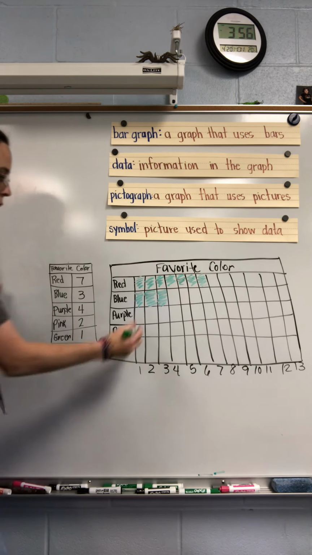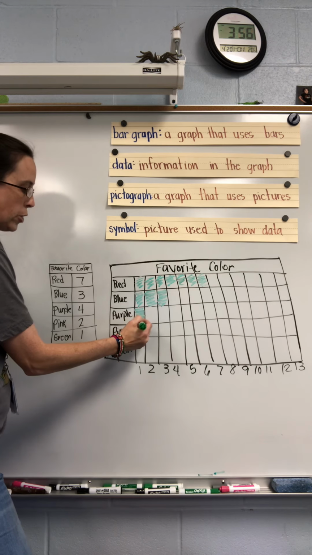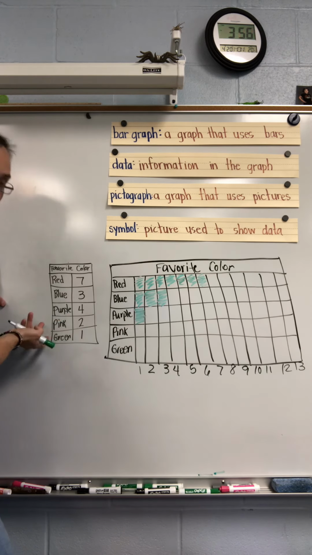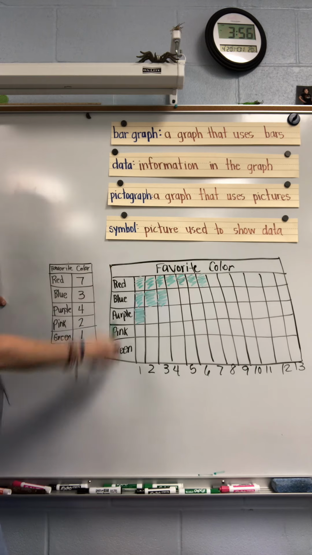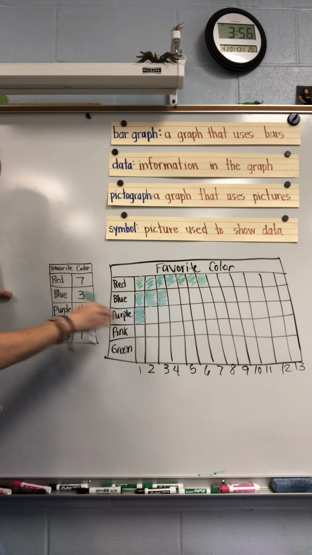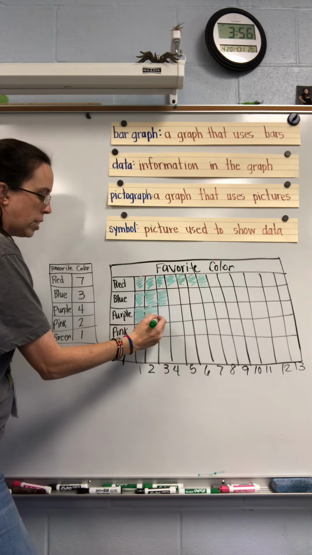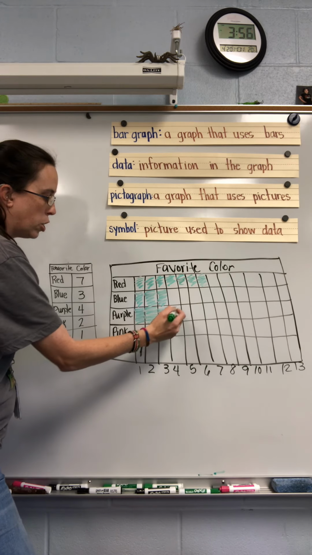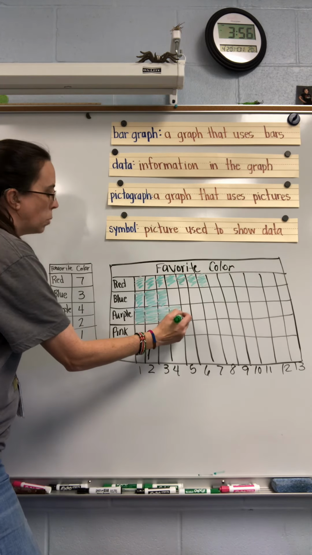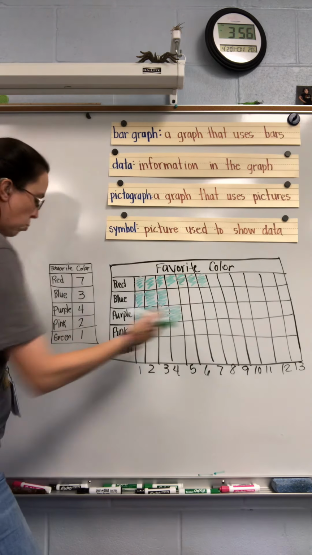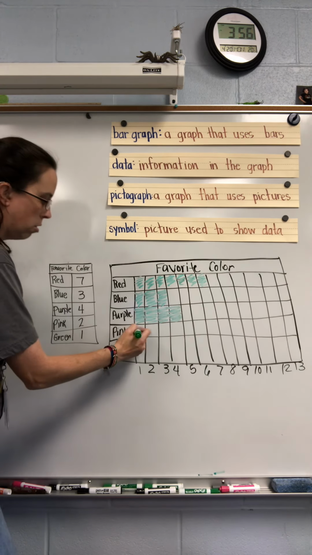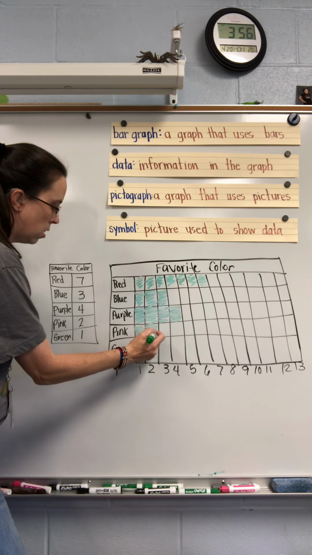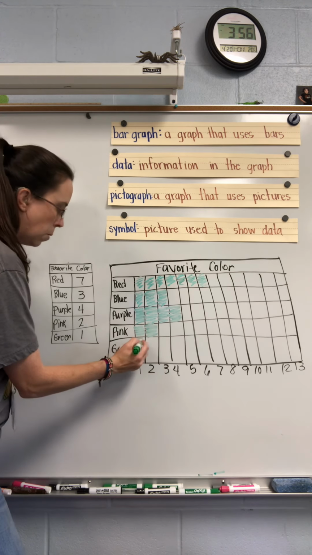Purple had 4, and you also want to make sure that you're on the right line, because if these were not in the same order as the graph, you would want to make sure you do it correctly. So you always want to double check which row or column you're putting it in. Each of these is called a row because it's going horizontal. Pink has 2, and then poor green only had 1.